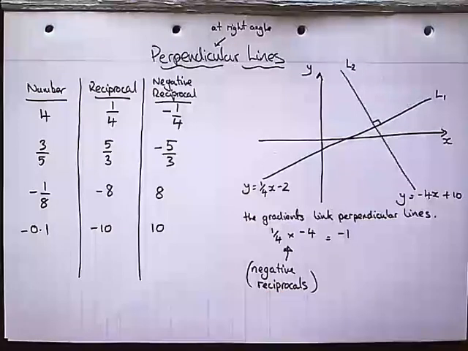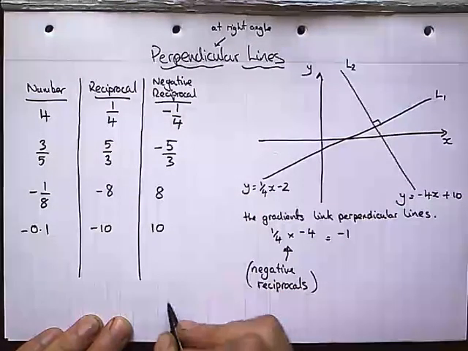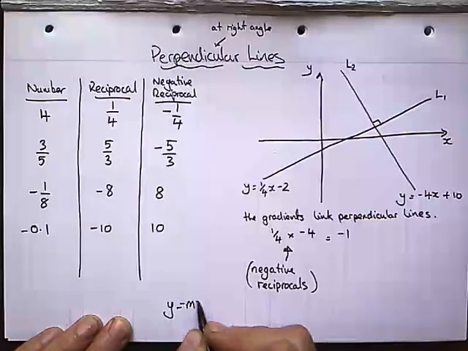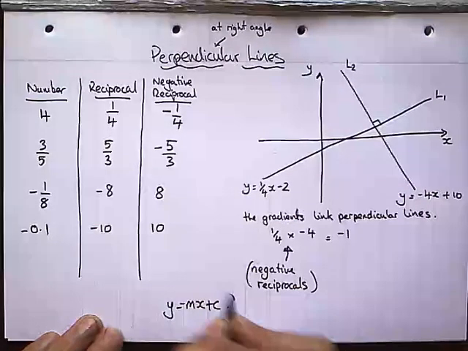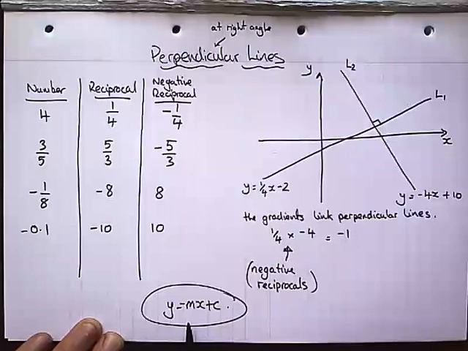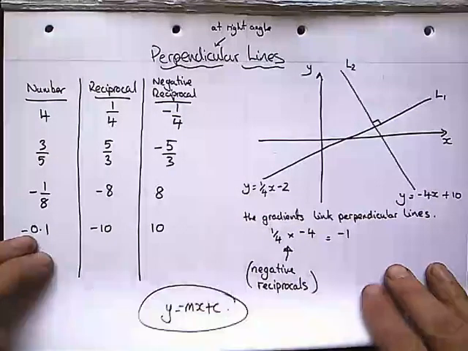So we can write the equation of the new line, the perpendicular line, in the form y equals mx plus c. Because this is what they'll ask me to do: find the equation of the line perpendicular. So I need the gradient, and then I'll need to work out the y-intercept. So let's have a look at a couple of examples.